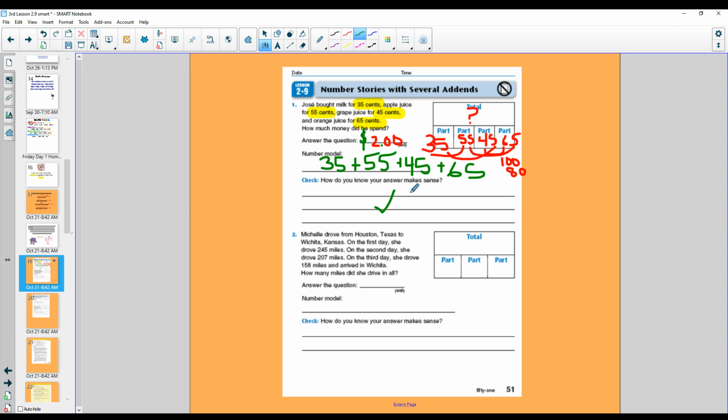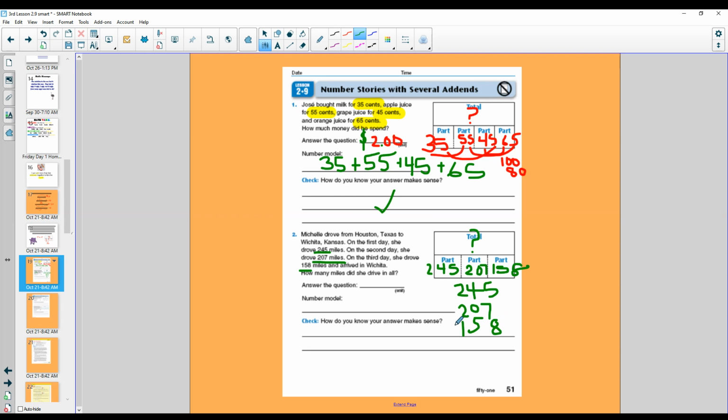Number 2, Michelle drove from Houston, Texas to Wichita, Kansas. On the first day, she drove 245 miles. On the second day, she drove 207 miles. On the third day, she drove 158 miles. How many miles did she drive in all? All right, here's the total we're looking for. Let's add. I'm going to do my number model this way. 245, 207, 158.